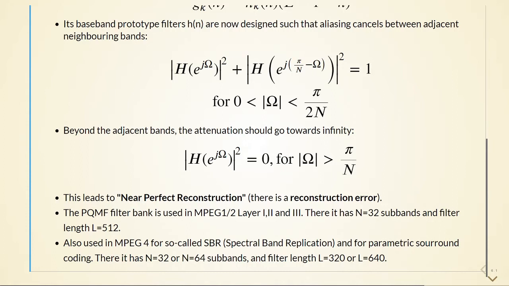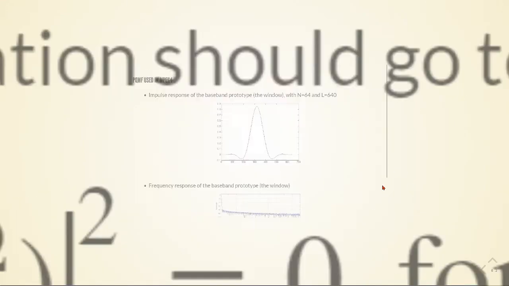The PQMF filter bank is used in MPEG 1 and 2 layers 1, 2, and 3. It uses n equals 32 subbands, and the filter length equals 512. And this filter bank structure is also used in MPEG 4 for the so-called spectral band replication, the SBR, and for parametric surround coding. There it has n equals 32 or 64 subbands and filter lengths of 320 or 640.